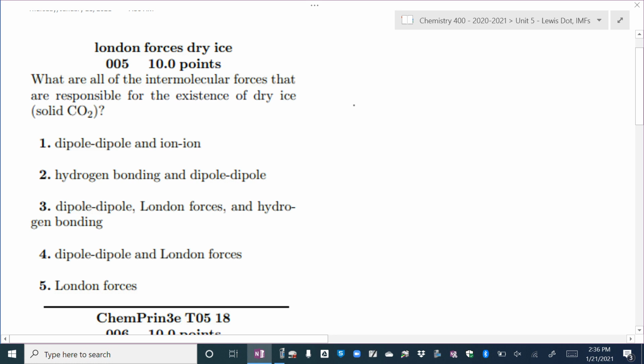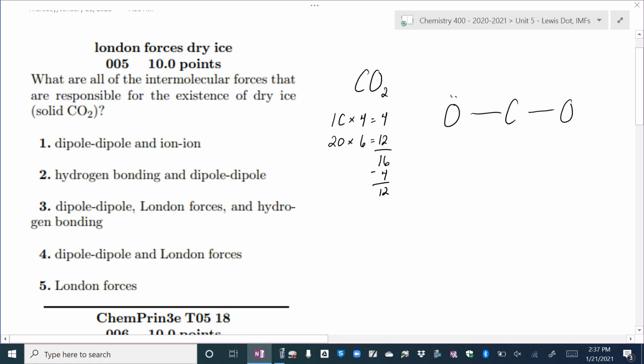Well, we have to draw CO2, so we're going to draw a Lewis dot structure for CO2. We have 1 carbon bringing 4 electrons, and 2 oxygens each bringing 6, so that's 12. The total is 16 electrons. Carbon goes in the middle, oxygen, oxygen, and then bond them out. We subtract 4, so we have 12 electrons left over.